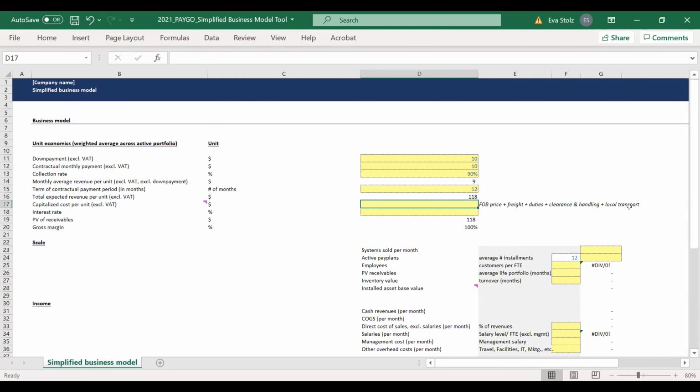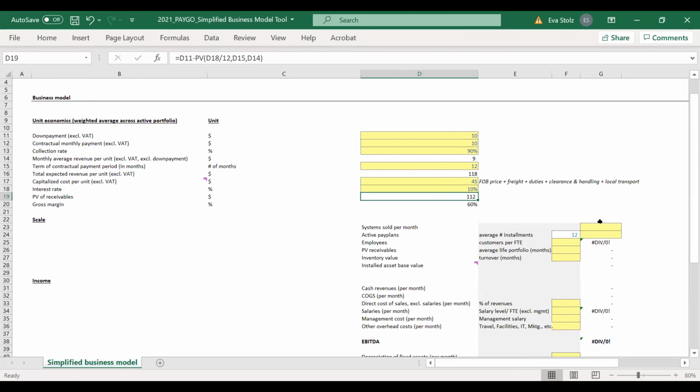Then you include the cost per unit, including the price, the freight, the duties, the clearance. So say this is 45%. And then, as Tukam showed you before, you also need to consider the cost of capital. And the values I'm using here now are dummy values. It's just to show you how the tool works. So basically what this does then, it calculates the gross margin that you have on the single unit.